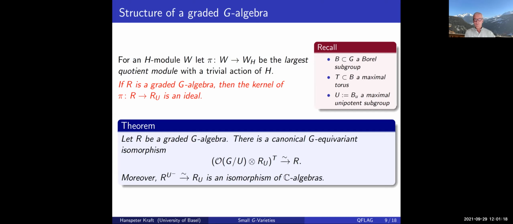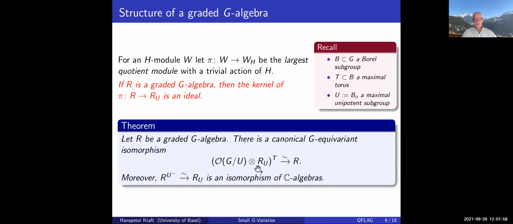Then, of course, on both modules you have an action of the torus, because the torus is normalizing U. And then you take the fixed point under this torus. And the point is, what you get this way is again your algebra R. In addition, if you look at this quotient R to RU, this quotient induces an isomorphism if you take the fixed point under U minus, the opposite unipotent, with RU.